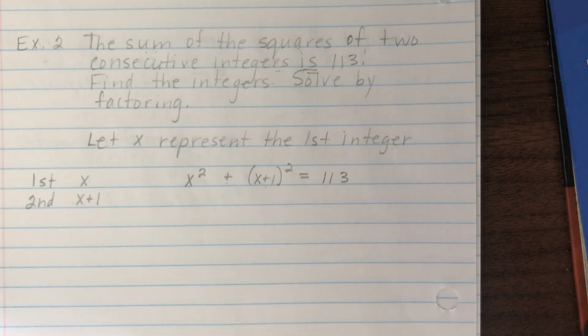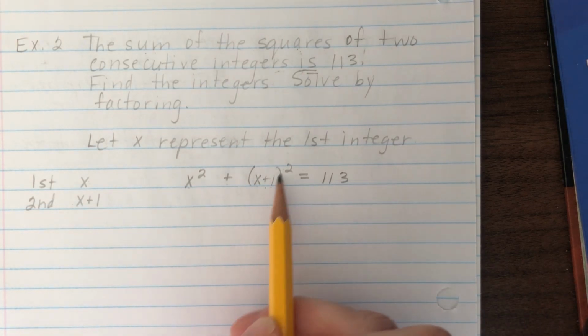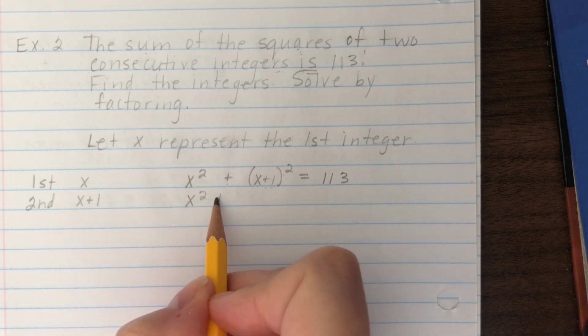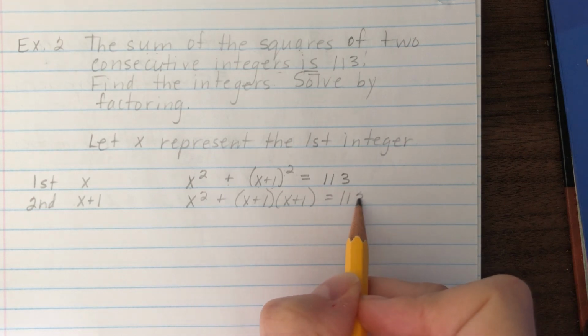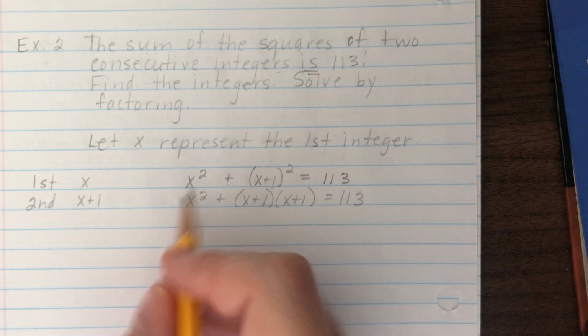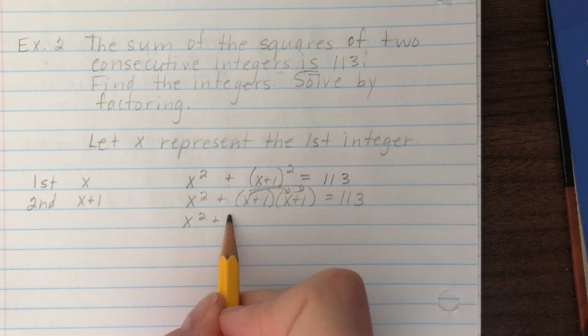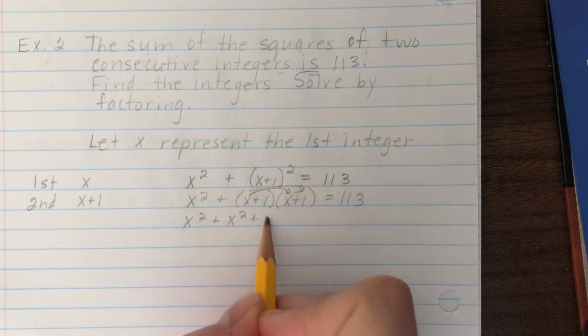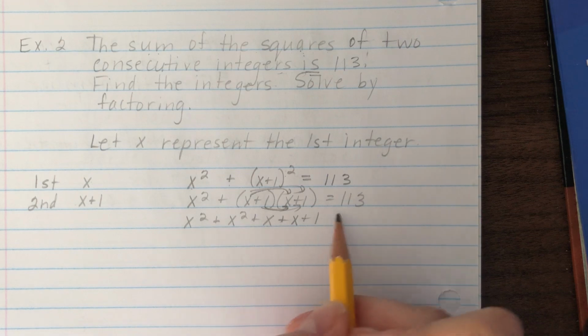113. So this is the equation that models the problem, and now we have to expand everything and put it in the form x squared plus bx plus c equal to 0 before we can factor. So remember that x plus 1 squared really means that you're multiplying x plus 1 by itself, and you're going to have to expand it by multiplying each term in the first bracket by each term in the second bracket. So when I multiply x through, I get x squared plus x, and then when I multiply 1 through, I get x plus 1.